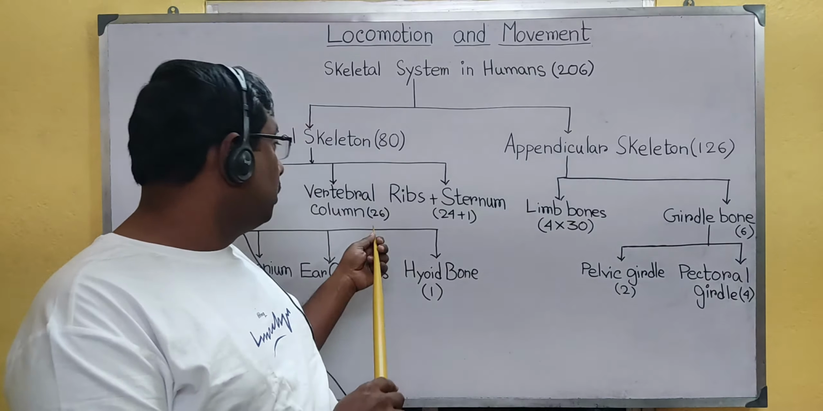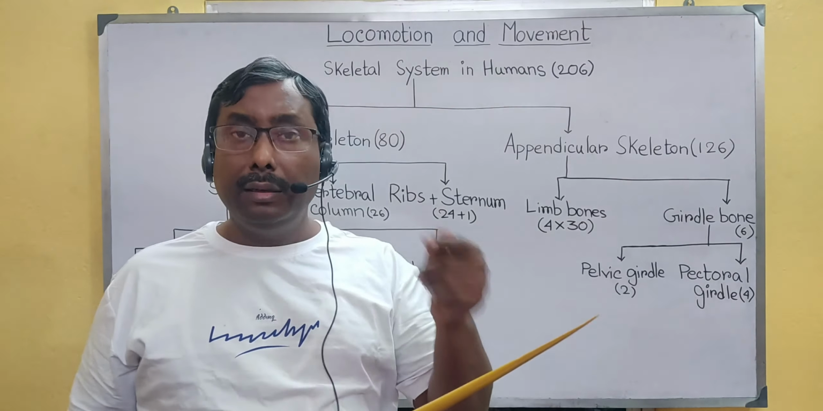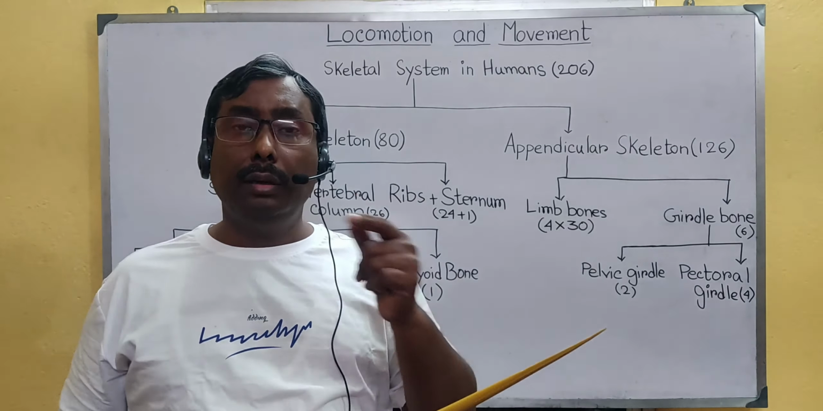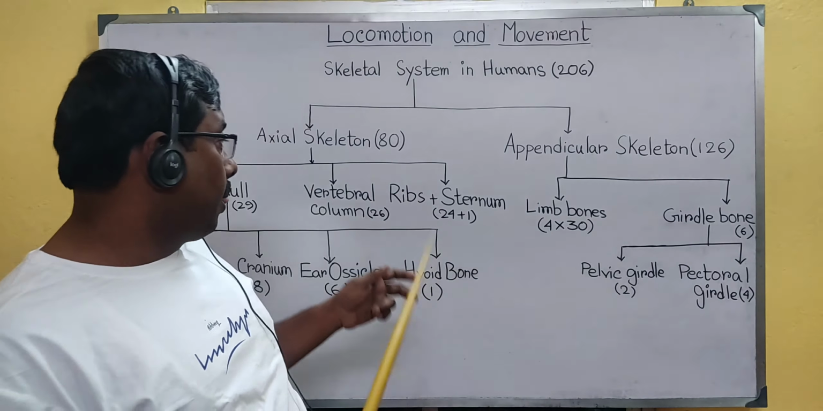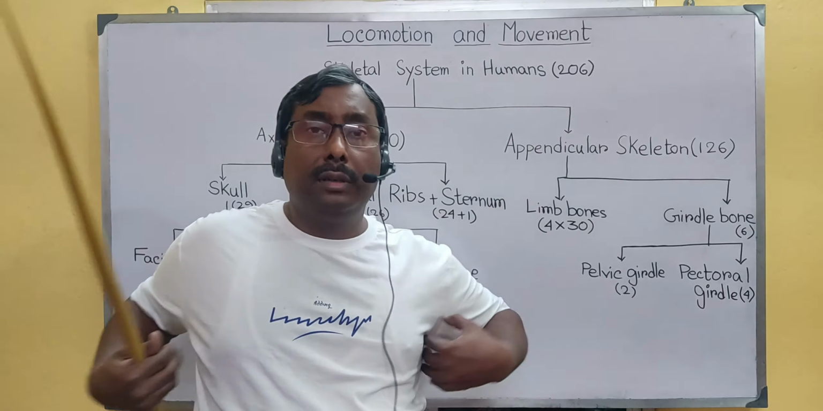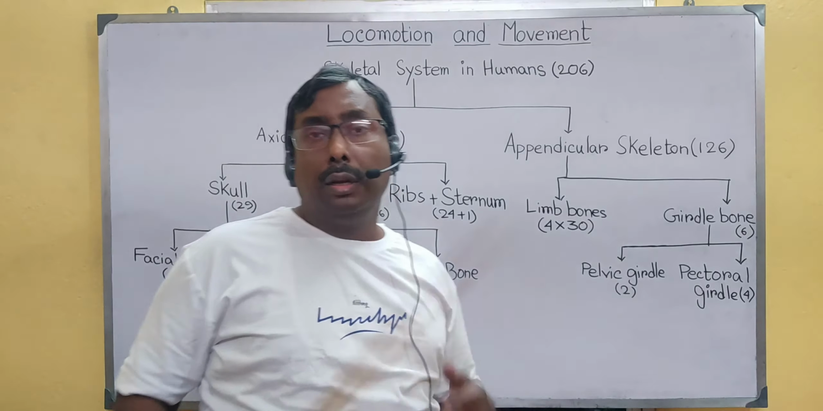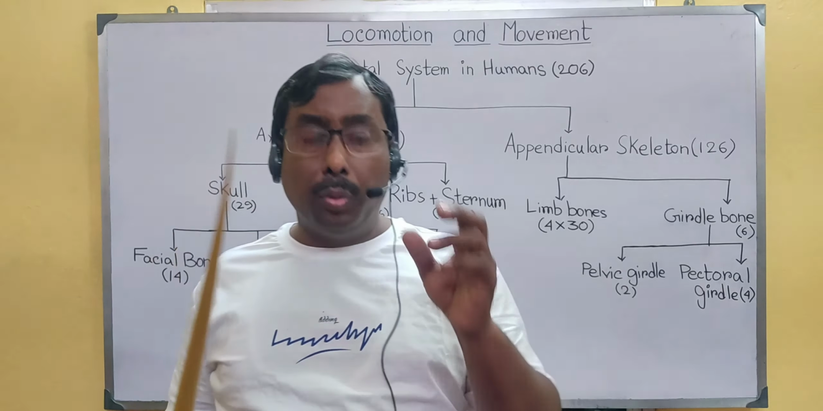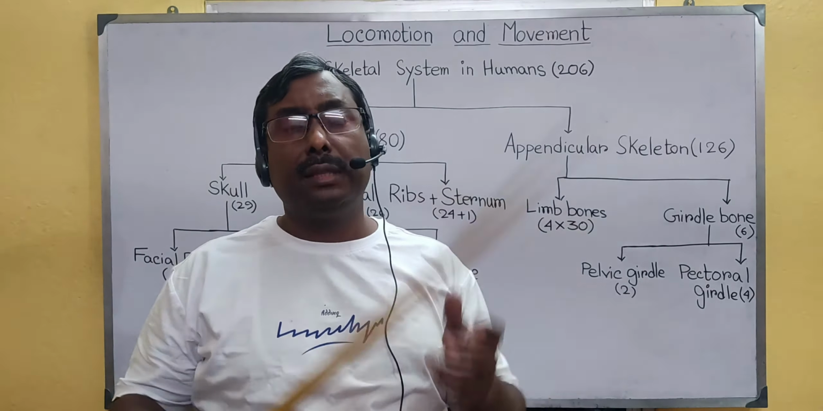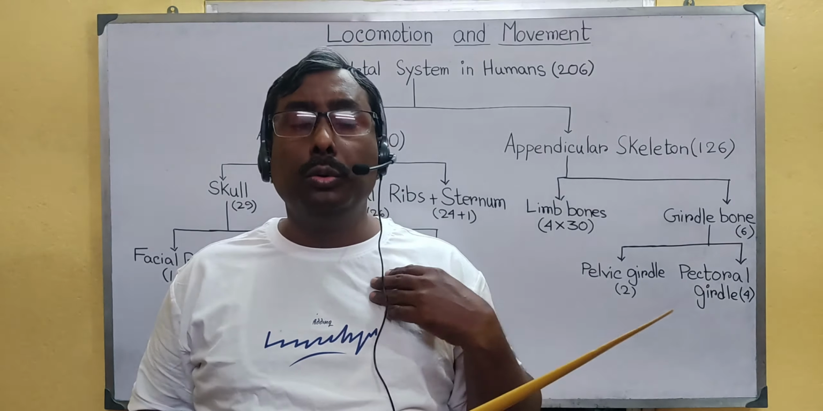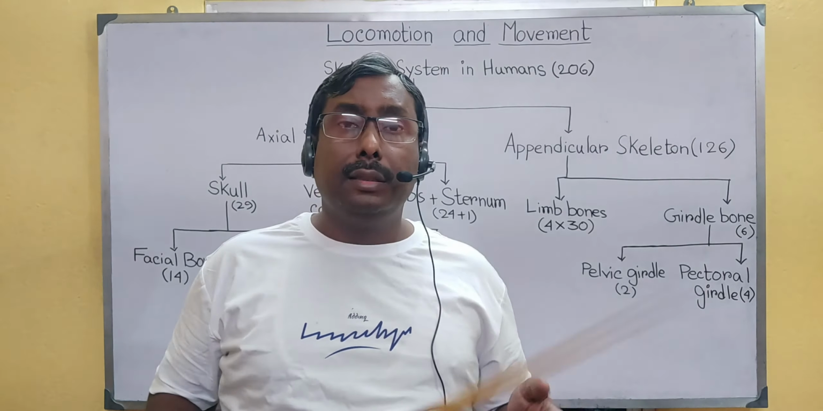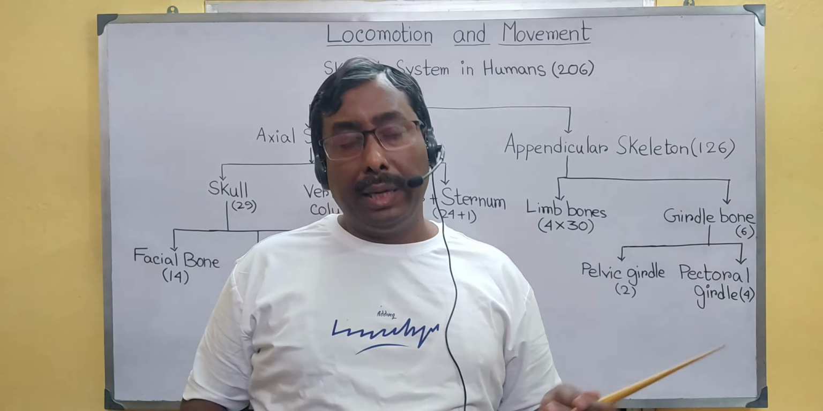So the total bones become 26: 7, 12, 5, 1, 1. 26 bones. And the ribs we are just talking about. From each vertebral column bone, a pair of ribs is coming out. Rib number 1, 2, 3, 4, like this. There are a total of 12 ribs.